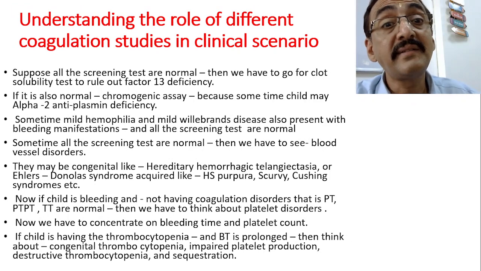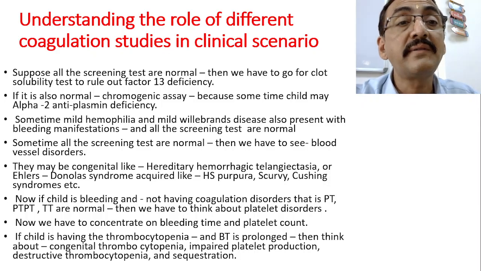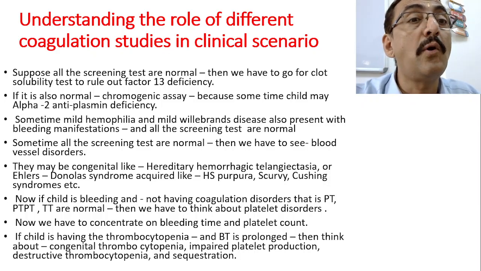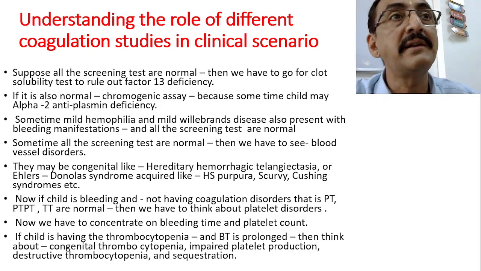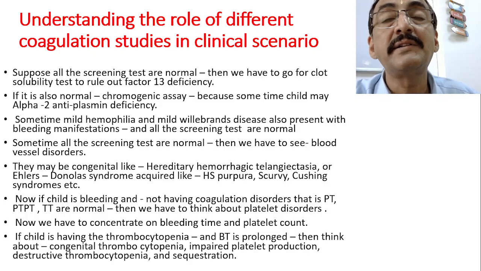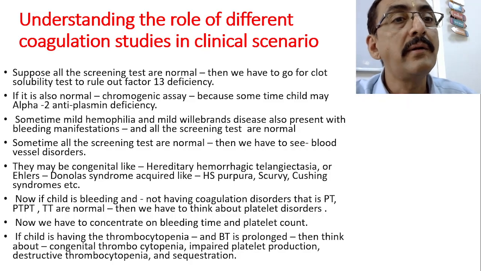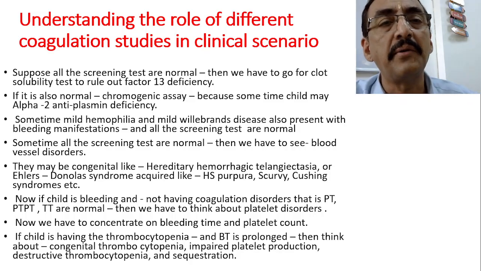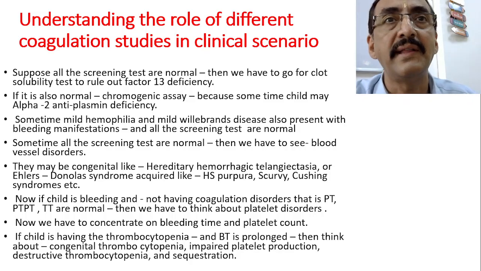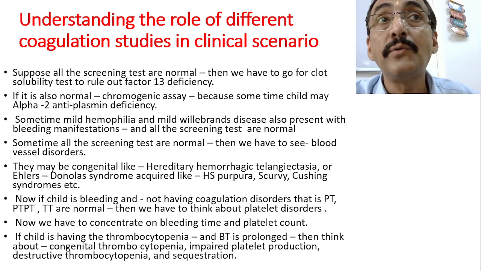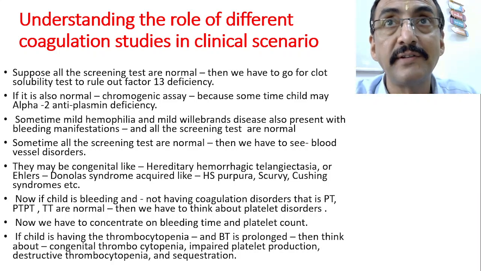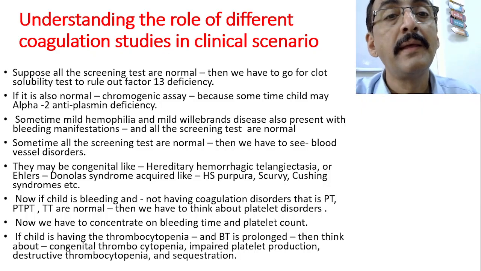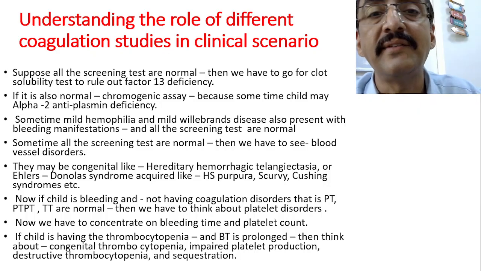Now suppose all the screening tests are normal. Okay, all the screening tests are normal, then we have to go for the clot solubility test to rule out the factor number 13 deficiency. Now factor number 13 is called the clot stabilization factor. Bleeding is going on, but all the screening tests are normal related to extrinsic, intrinsic pathway, everything. Okay, then we have to rule out the factor 13 deficiency. If it is also normal, suppose factor 13 is also normal, then we have to go for chromogenic assay.